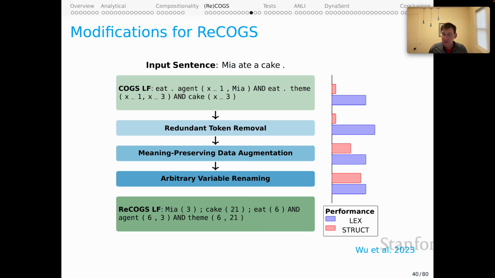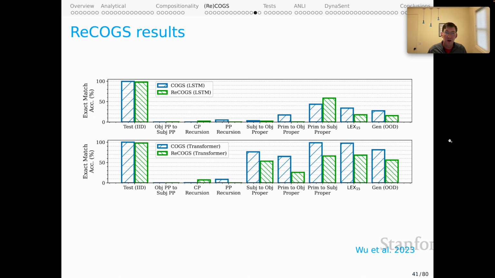For COGS LFs, we have this really challenging aspect that structural generalization tasks have dismal performance. The redundant token removal doesn't really affect that, as you can see in these two low red bars, but meaning-preserving data augmentation and arbitrary variable renaming do dramatically improve performance on those structural generalization splits, with the net effect of kind of evening out performance across these two aspects of the COGS/ReCOGS problem. Here's a summary of the results.